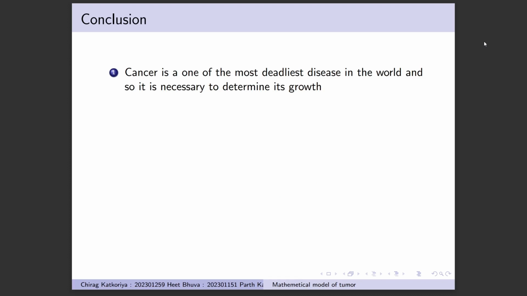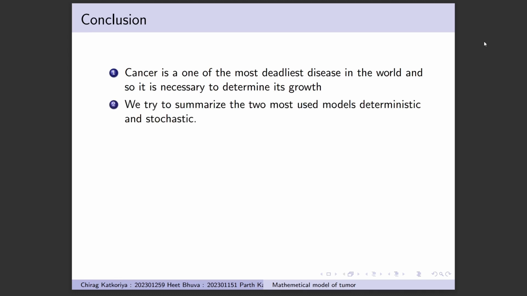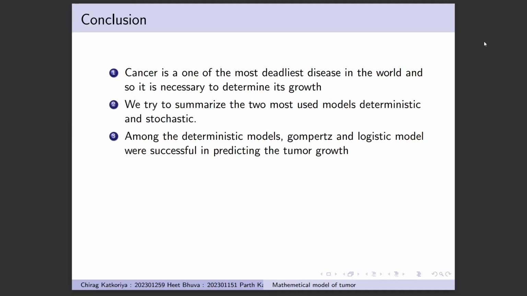And so now we would like to conclude our project, our findings and our literature review. We chose cancer as one of the most important topics because cancer is one of the deadliest diseases in the world. It becomes very necessary to determine its growth, to find a proper, accurate treatment procedure to solve the problem of cancer among many patients. So we have also tried to summarize the two most used and researched models, the deterministic model and the stochastic model. Among the deterministic models, we found that the logistic model as well as the Gompertz model were successful in predicting the tumor growth.